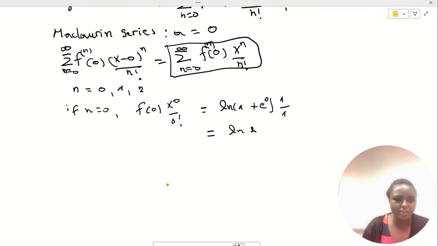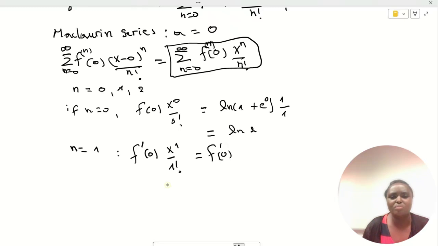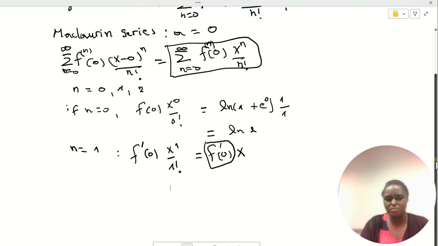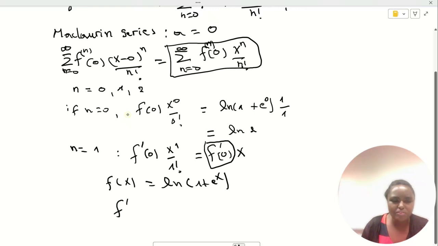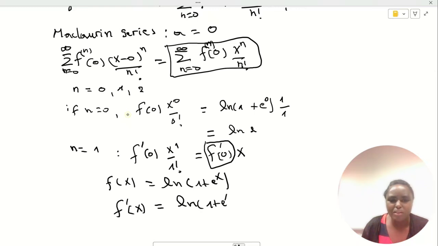And for n equal to 1, we will have the first derivative of f at 0 times x power 1 over 1 factorial, which is equal to f derivative of 0 times x. So we need to compute f derivative of 0. The first thing that we need to do is to differentiate our function. So if we have f of x equal to ln of 1 plus e power x, then what will be its derivative?